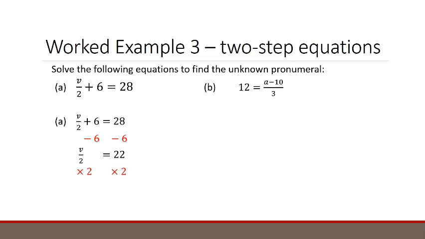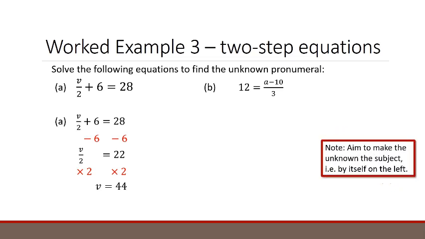Now we want to multiply both sides by 2. And we're left with v on the left and 44 on the right, so v equals 44. For part B, remember we want to make the unknown or the pronumeral the subject, which means it's by itself on the left. And you can see part B is a little bit more complicated. So let's work through this step by step.